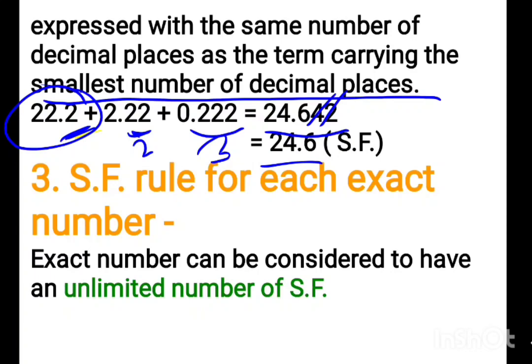Okay, next one, significant figure rule for each exact number: an exact number can be considered to have an unlimited number of significant figures.